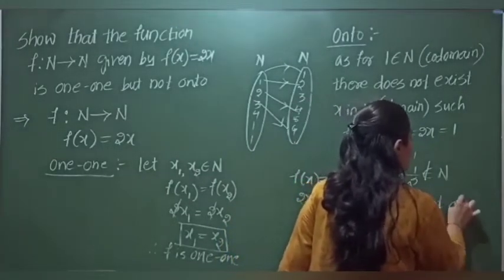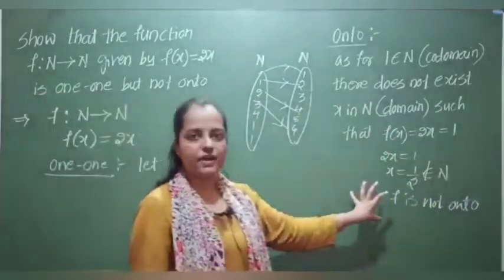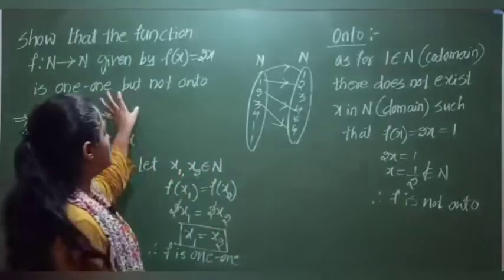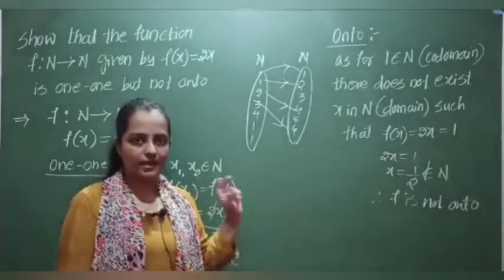If f is not onto, it means it is an into function. The function is 1-1, but the function is not onto. Therefore, the given function is a 1-1 function, but not an onto function. Hope you are all understanding this one.